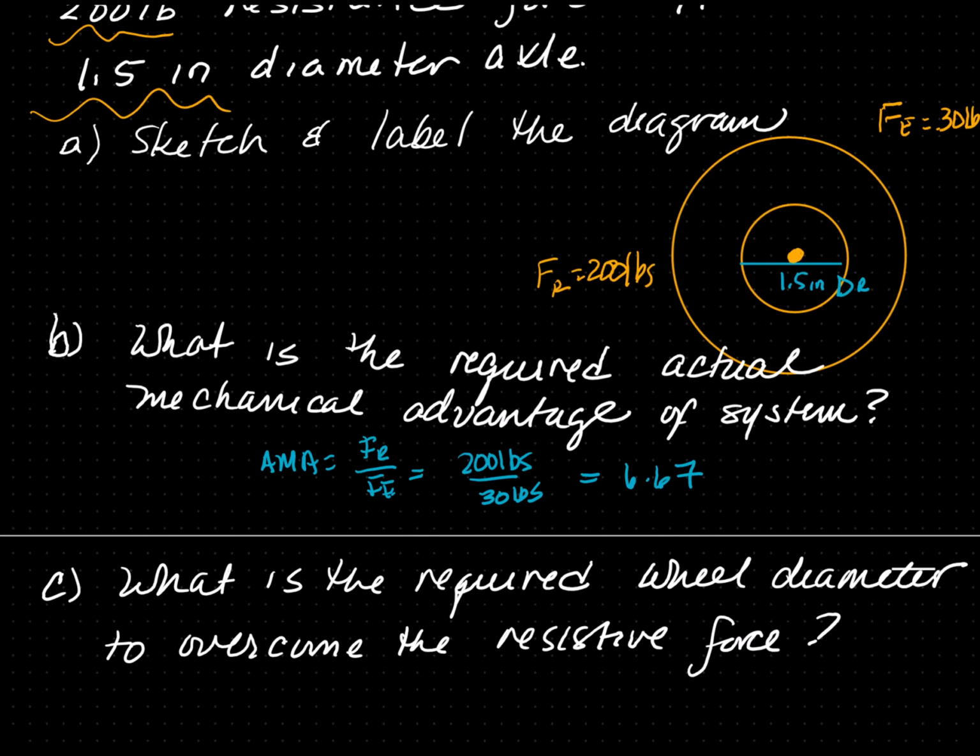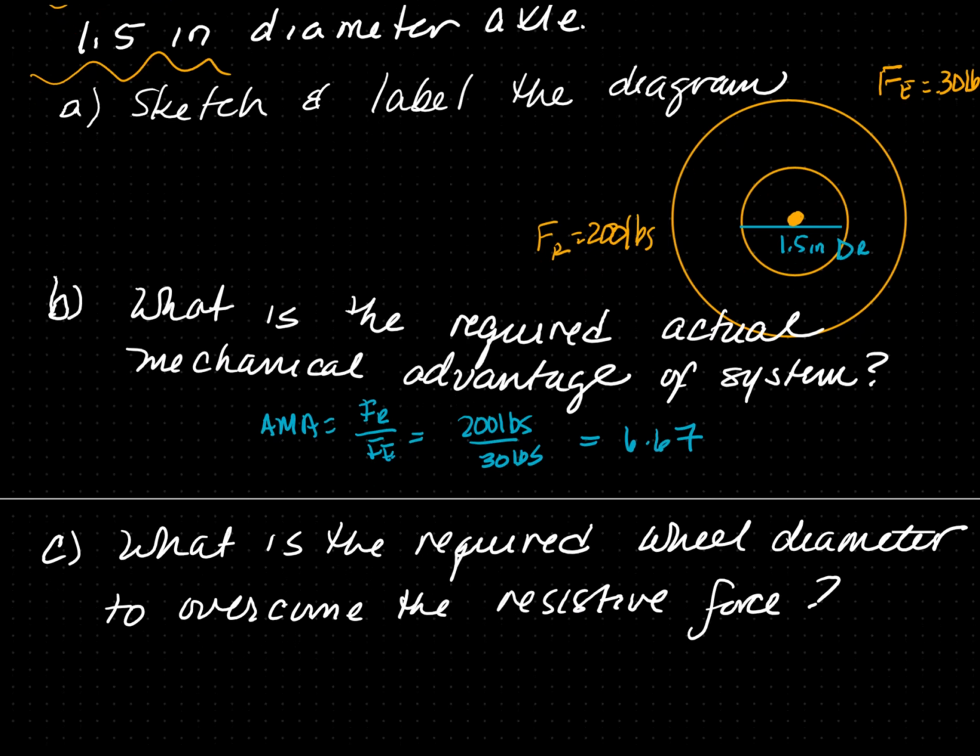Part C asks, what is the required wheel diameter to overcome the resistance force? That means we're looking for the diameter of the effort wheel or the input wheel. IMA must equal AMA.